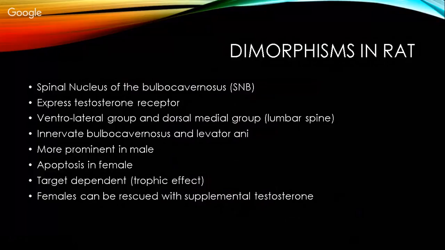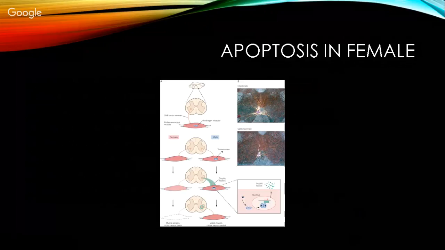In the female, without any exposure to testosterone, the muscles themselves tend to atrophy some, and that results in basically a target-dependent trophic effect, and the nerve cells in the spinal cord atrophy. You can rescue the females with supplemental testosterone in the rat. Interesting. This is hard to see, but basically this side is the male with presence of muscles and presence of the nucleus. There's actually two of them, one right there and one right there. In the female, the muscles eventually become atrophic and the nucleus does disappear.